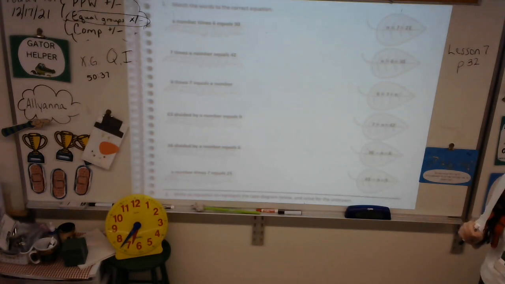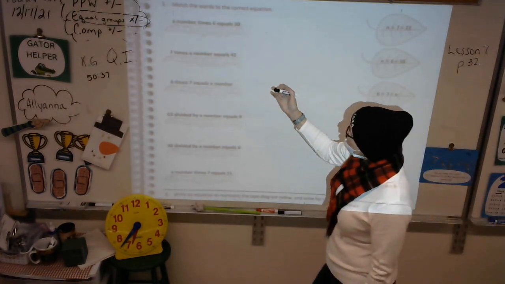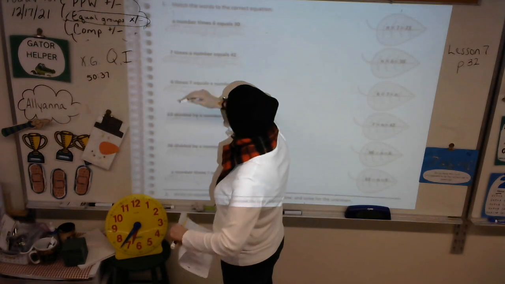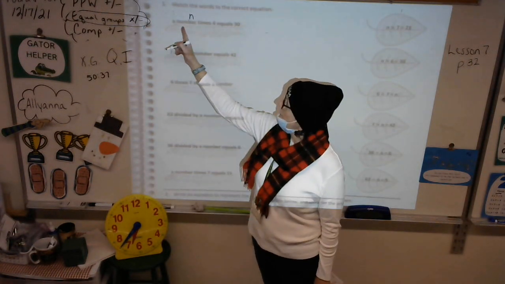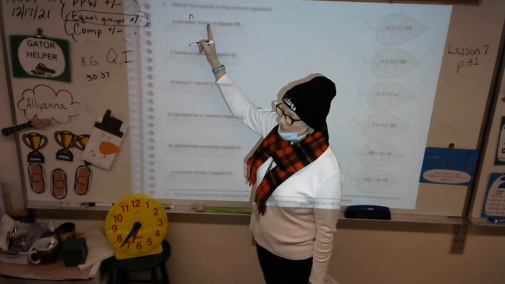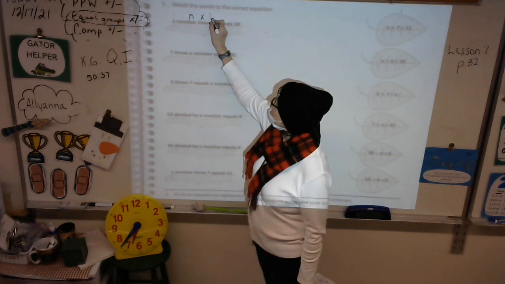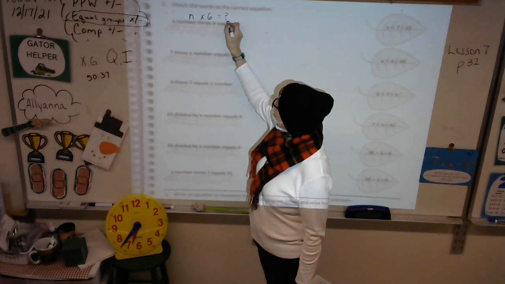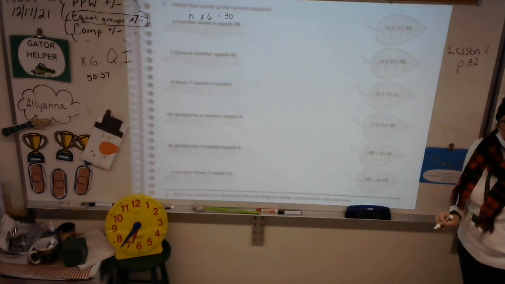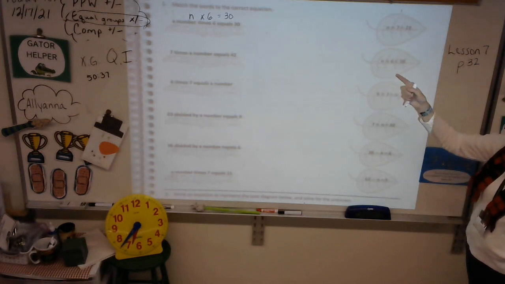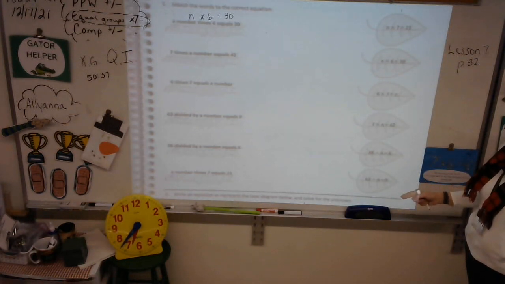Let's use n as our number. So really, let's write this up here. A number, n, times 6. How do we write times 6? Times 6 equals 30. Did you do that, Nevaeh? Okay, well, which leaf are we going to match that to?